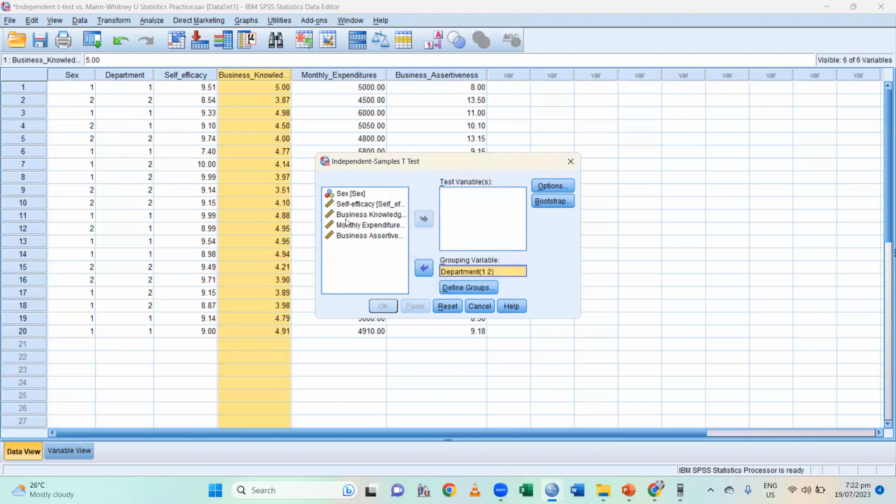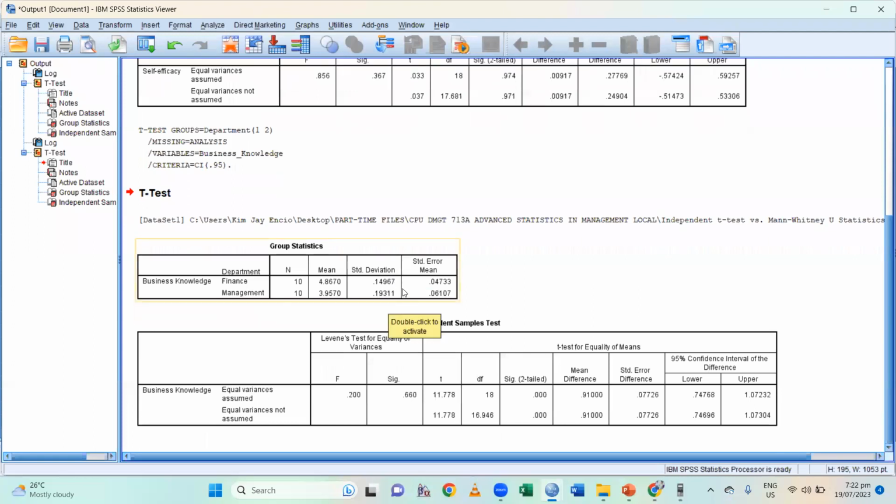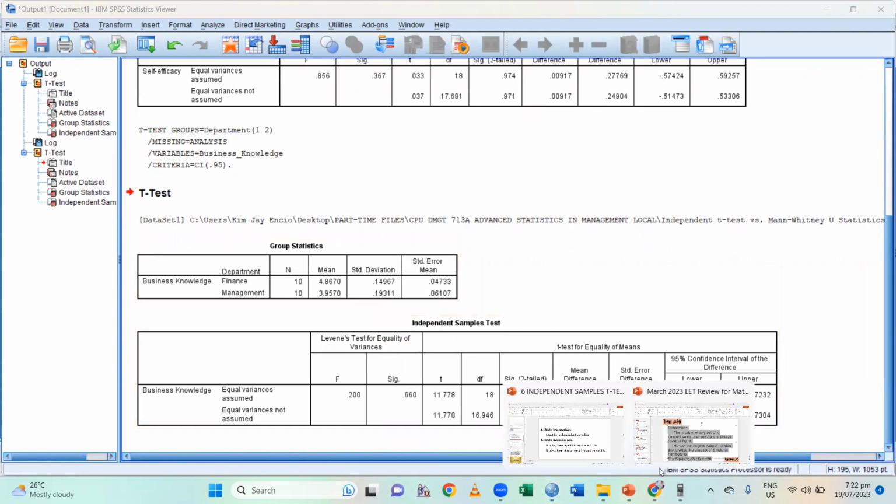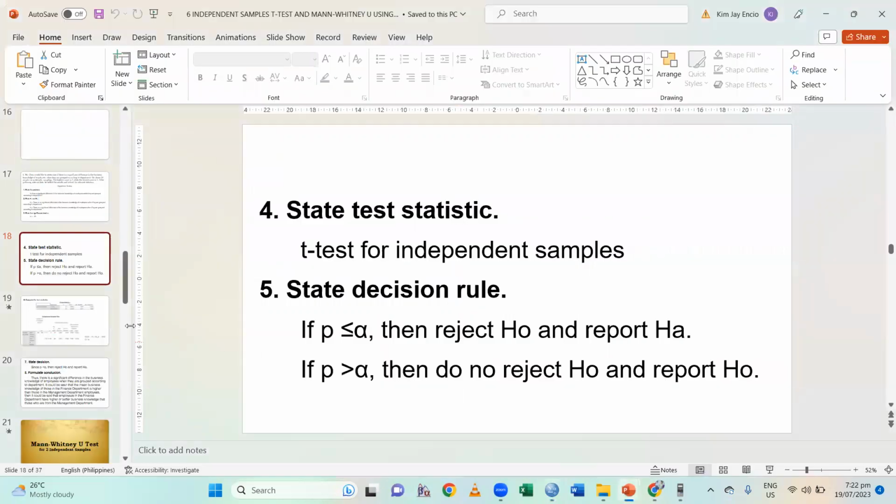And it's business knowledge, right? Where do we place business knowledge? Test variables po, Doc. Exactly. And if we have done this, what's next, ma'am? We will click. Okay. And here's the result. And I already copied it actually last time.